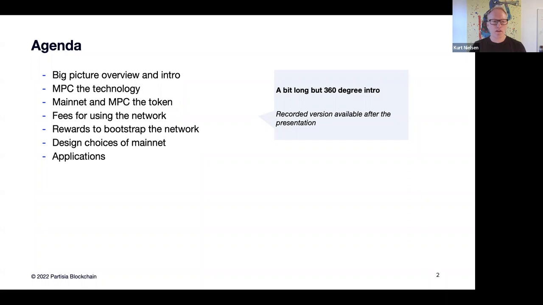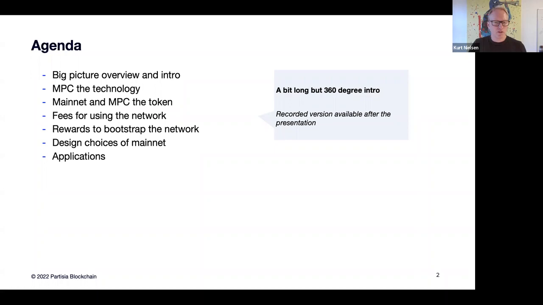A lot of stuff. I will see if I can pause along the way and bring in some questions, so it's not going to be just one-way communication all the way through. Otherwise, this is going to be recorded and you'll be able to see it afterwards as well. So let's jump in and have a look at the big picture.